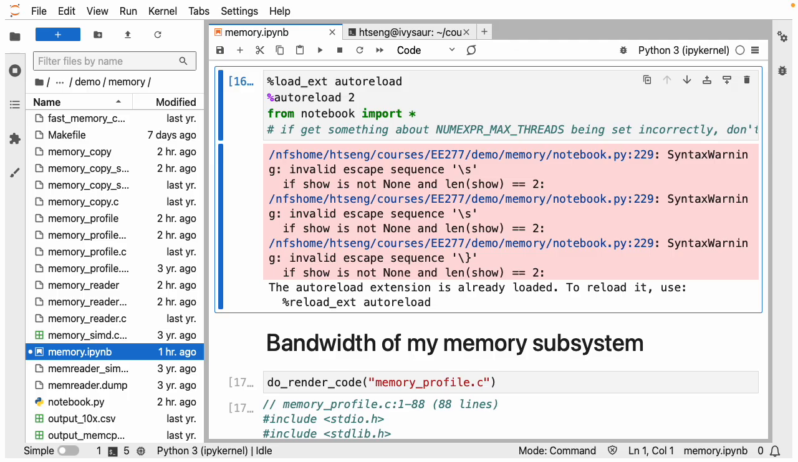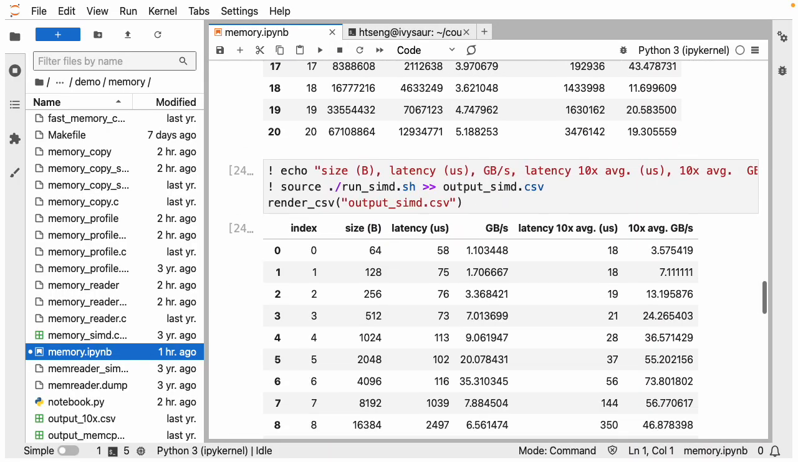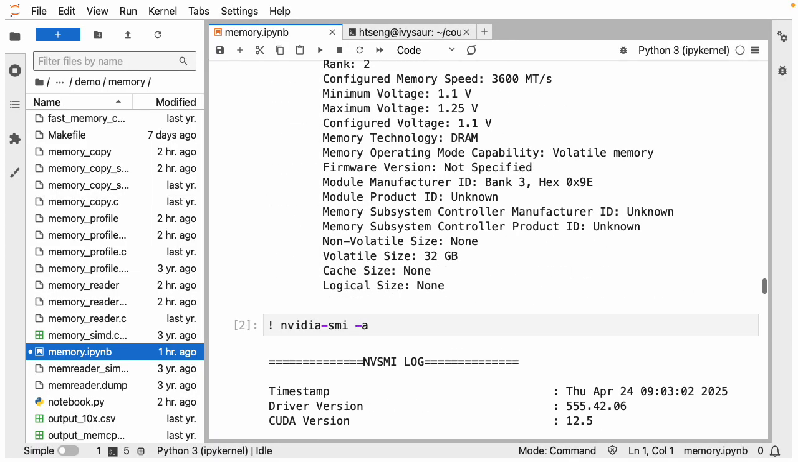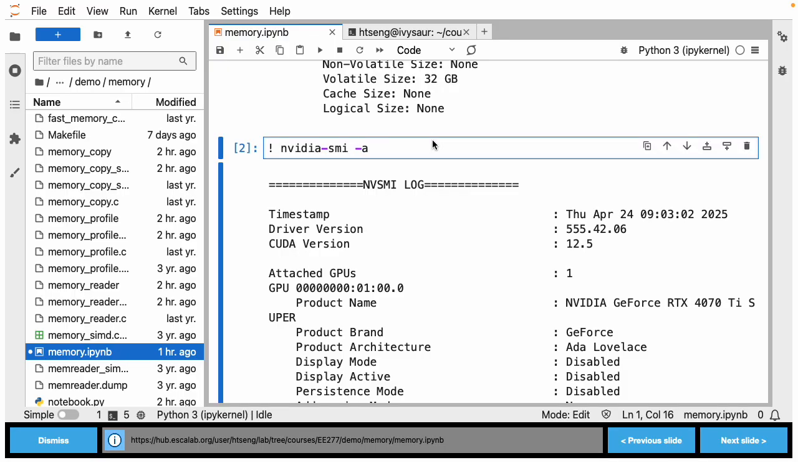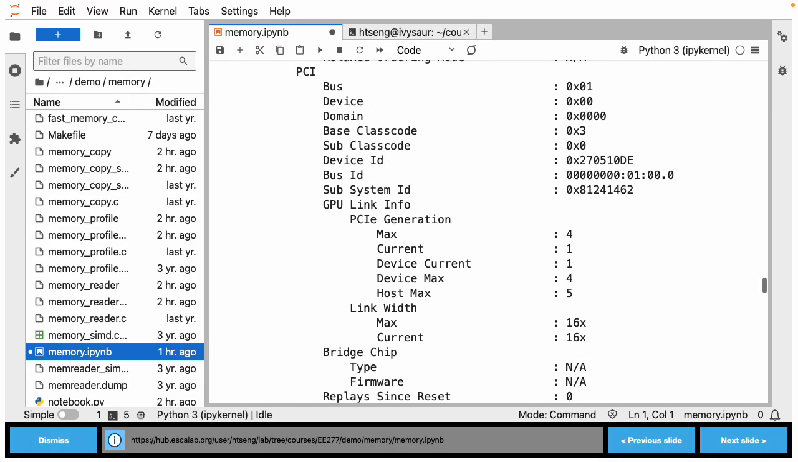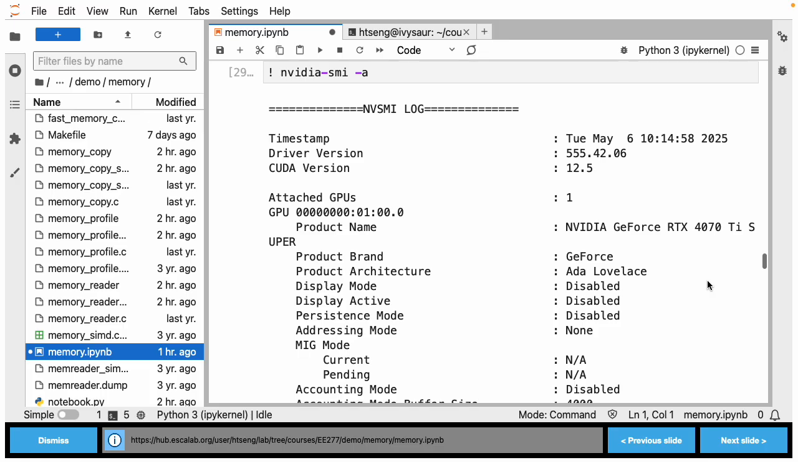Okay, so let me see, what's this demo about? For this particular machine that I use for demo, if you really want to know what kind of GPUs you have, a good command to use is probably nvidia-smi. And if you do nvidia-smi -a, that will tell you everything. For this particular computer, I am actually having a GPU with 4070 Ti Super.